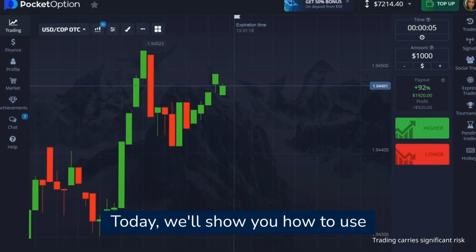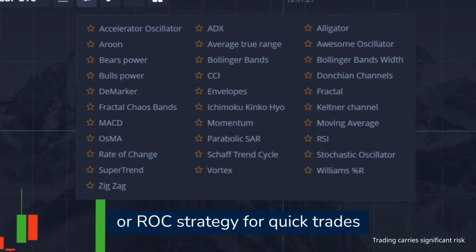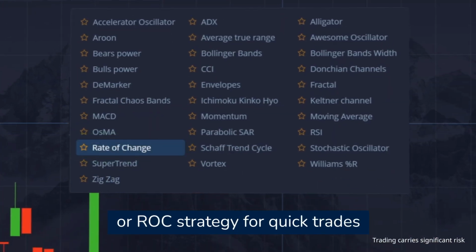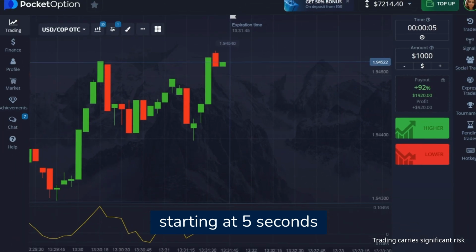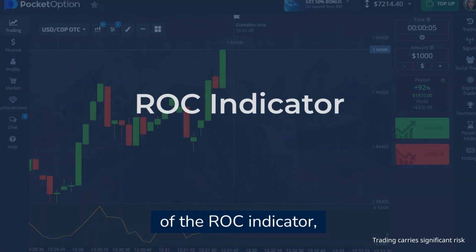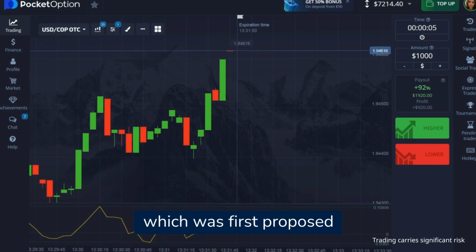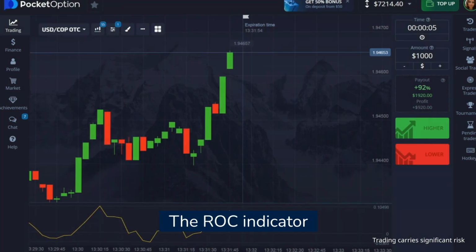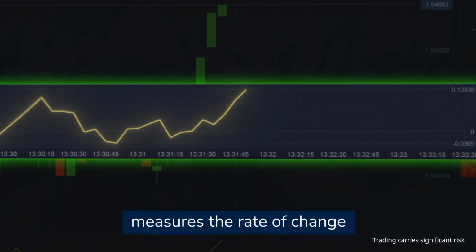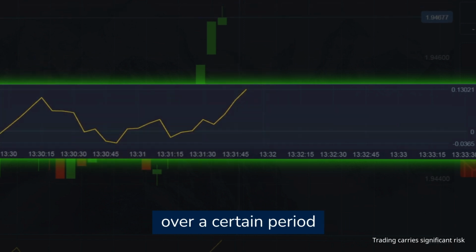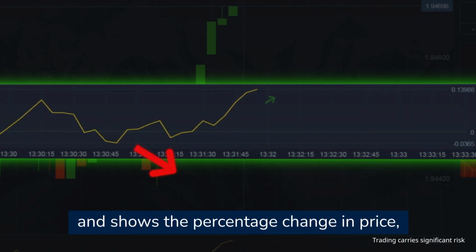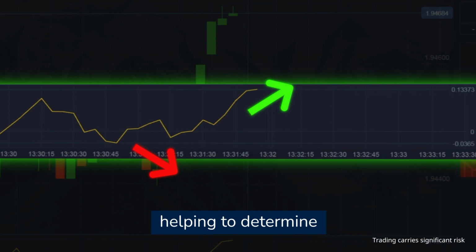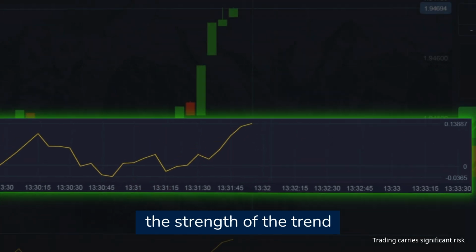Today, we'll show you how to use the Rate of Change, or ROC, strategy for quick trades starting at 5 seconds. This is a strategy based on the use of the ROC indicator, which was first proposed in the works of Dr. Alexander Elder. The ROC indicator measures the rate of change in the price of an asset over a certain period and shows the percentage change in price, helping to determine the strength of the trend.